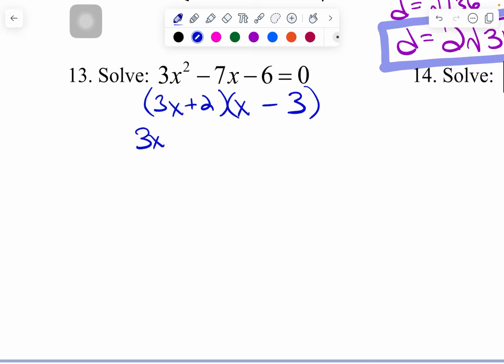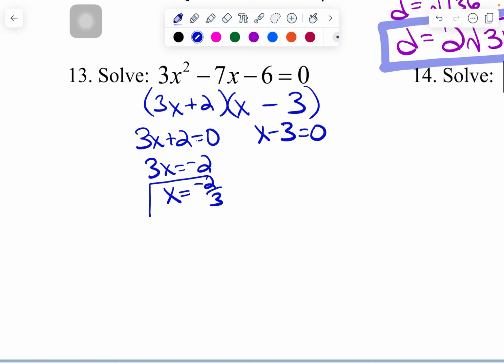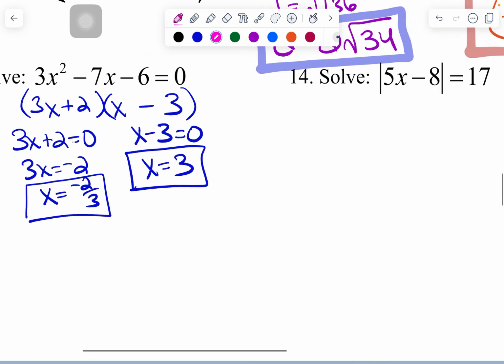So after getting the right factors, we're going to go ahead and set those factors equal to 0. So let's see, 3x equals negative 2, which makes x equal to negative 2/3. That's one of my answers. And then my other answer is, of course, adding 3 to both sides. I'm going to get x is equal to 3. All right, problem number 13, done.